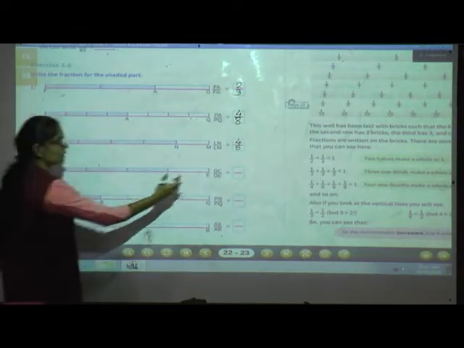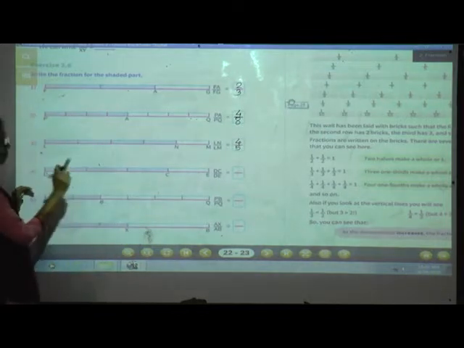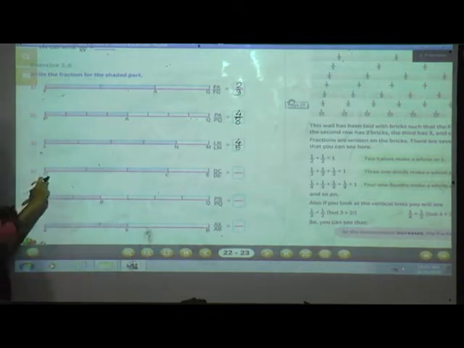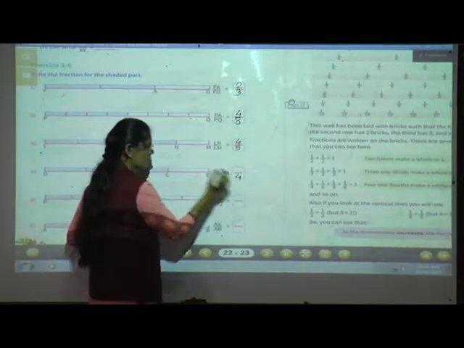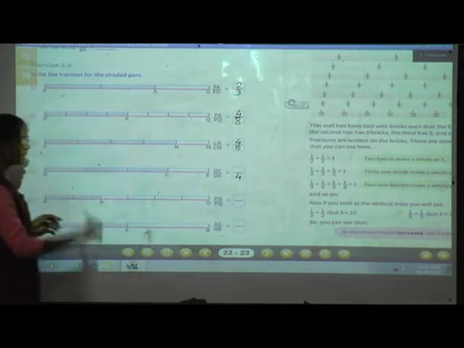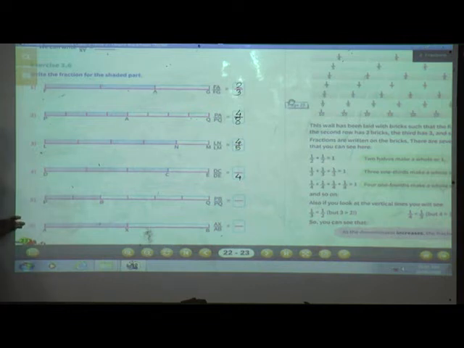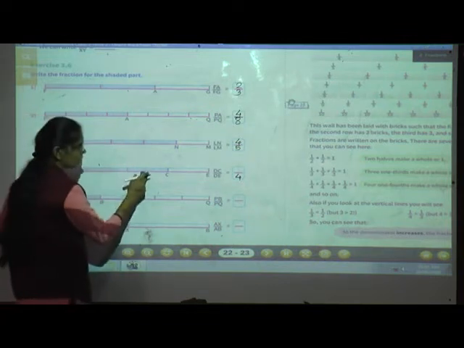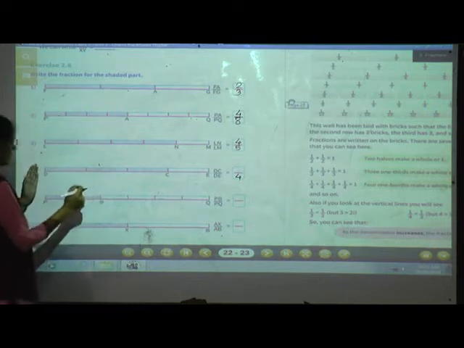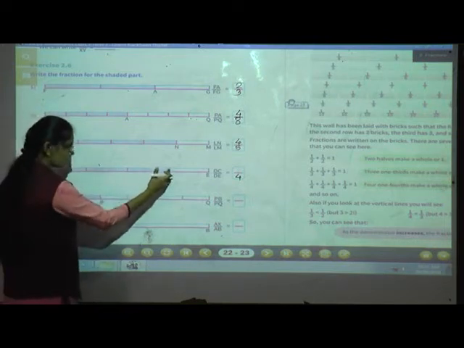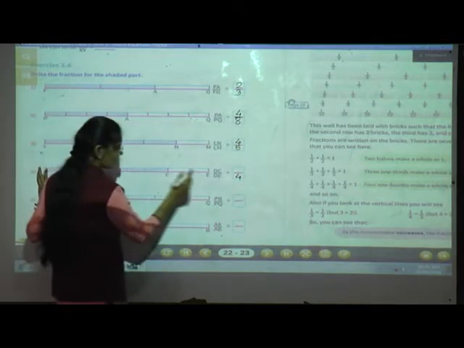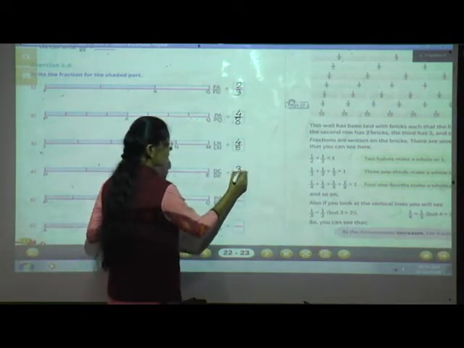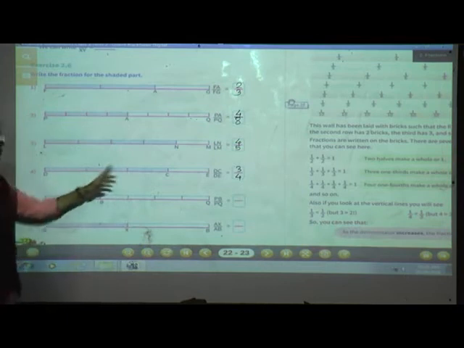Next example. See here, this DE. What is the length of DE? Count in how many parts it is divided. 1, 2, 3, 4. DE is divided into 4 equal parts, and out of that 4 parts, 1, 2, 3 parts are shaded, and this is the shaded part. And what is the name of the shaded part? DC. Okay, so what is the length of DC? 3. 1, 2, 3. So the fraction is 3 by 4.